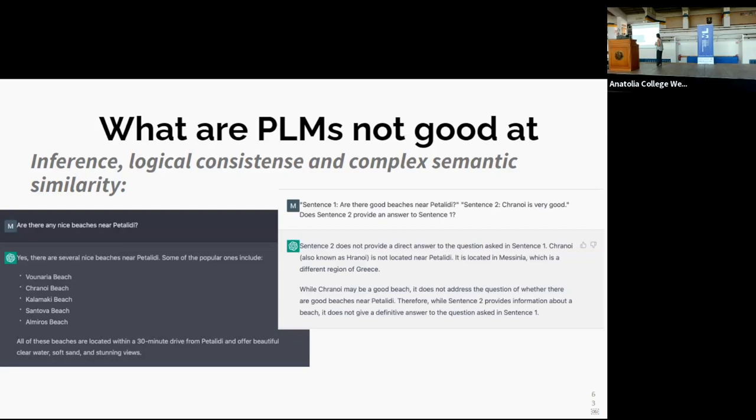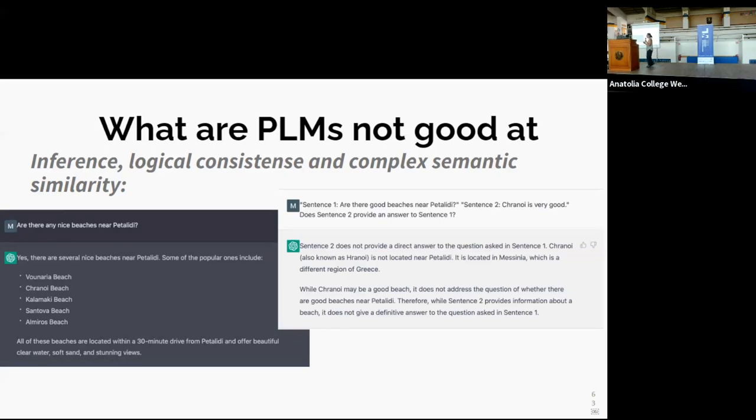And then I gave it again the sentences, the first sentence, are there any good beaches near Petalidi? And then I gave it the name of one of the beaches it just gave me as sentence two, and I say, Frani is very good. And I ask it if sentence two provides an answer to sentence one. So obviously it does provide an answer, but it told me it doesn't provide an answer. And one of the reasons it gave me was that it's located in Messinia, which is a different region of Greece.